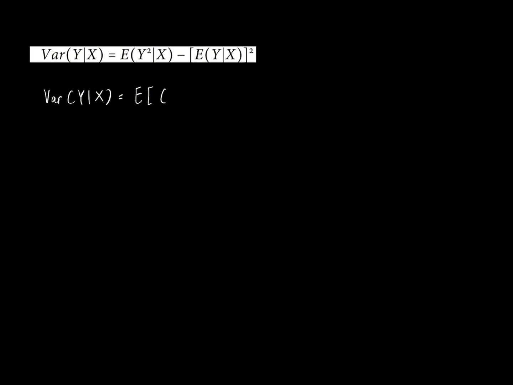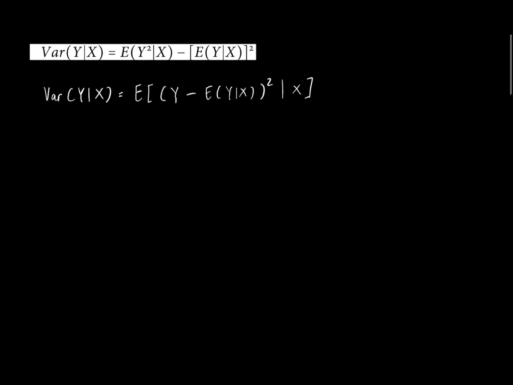The definition of a conditional variance is the expectation of, this is y given x, so we're going to have the expectation of y minus the expectation of y given x, everything whole squared, given x. Okay, that's by definition. Now, let us continue expanding this.